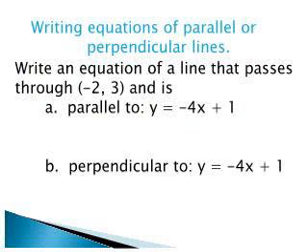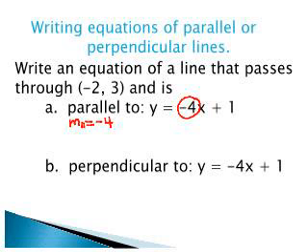Okay, next we're going to go on to writing an equation of a line that's either parallel or perpendicular to a line that we already know. The first one is we're going to write an equation of a line that passes through negative 2, 3, and is parallel to y equals negative 4x plus 1. So we know that this is the slope of this line. And we also know from Algebra 1 that slopes of lines that are parallel are equal. So the slope of this parallel line is still going to be negative 4.